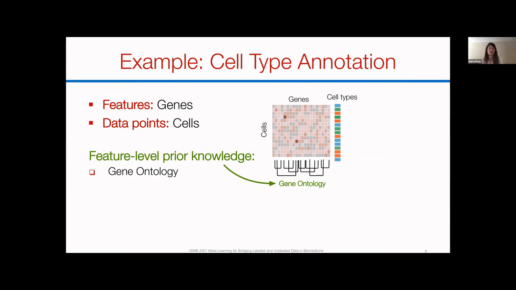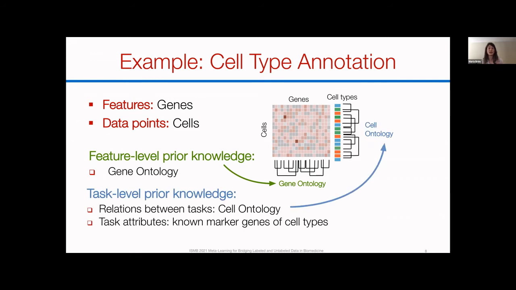And what can we use as the task level prior knowledge in this example? So our task in this case is to predict the cell types. So we could use the relationships between the cell types from the cell ontology. Or, if we want to describe each cell type instead of modeling the relationships, we might incorporate some metadata about task attributes. In this case, these might correspond to marker genes of cell types.